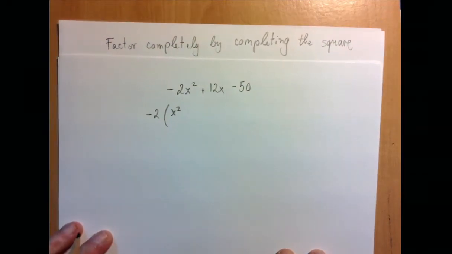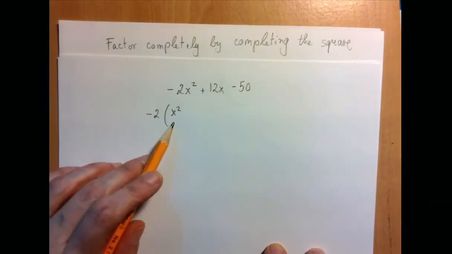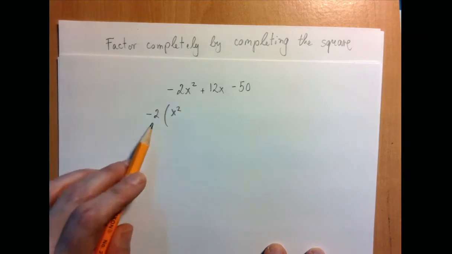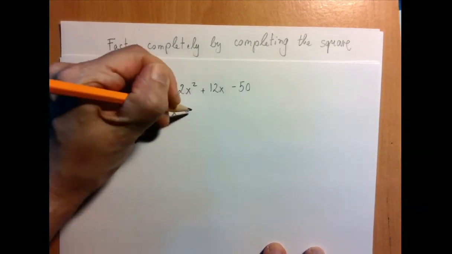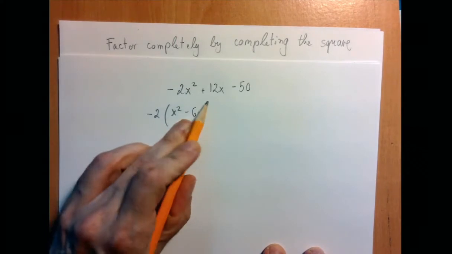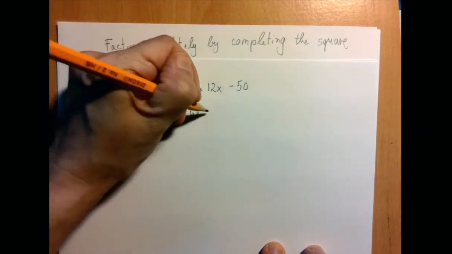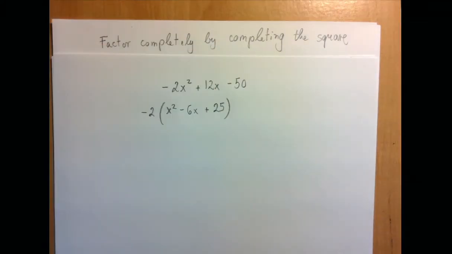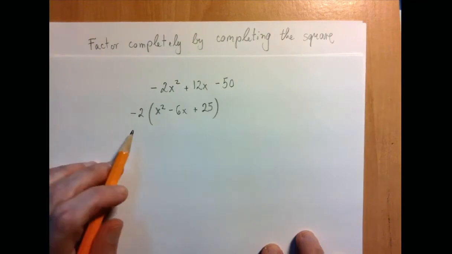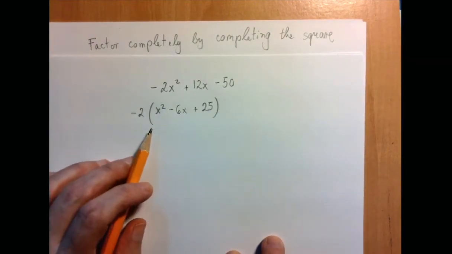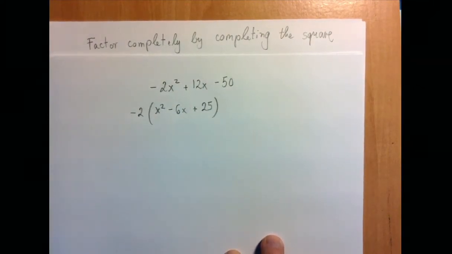The multiplication backward should work. -2 times x squared is -2x squared. -2 times -6x will give us that plus 12x back. And -2 times plus 25 will give us that -50. Okay. So now we have to drag along the -2, and inside the parentheses we complete the square.